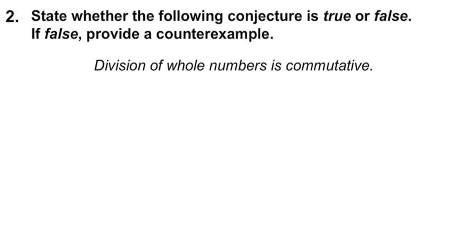Example 2. State whether the following conjecture is true or false. If false, provide a counterexample. So in this example, we're talking about, is division of whole numbers commutative? And remember, commutative basically means that you can just reorder the numbers and you would get the same answer. So the example that I'm going to give you is 15 divided by 3. If I change the order of this, will it come out to the same answer? So I'm going to do 3 divided by 15.